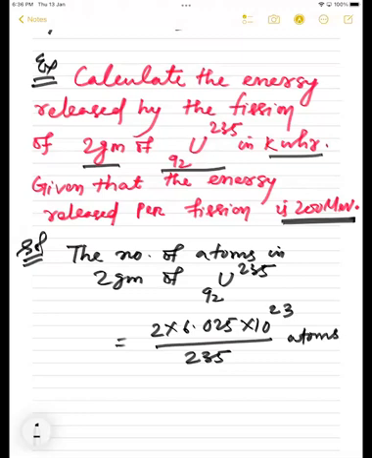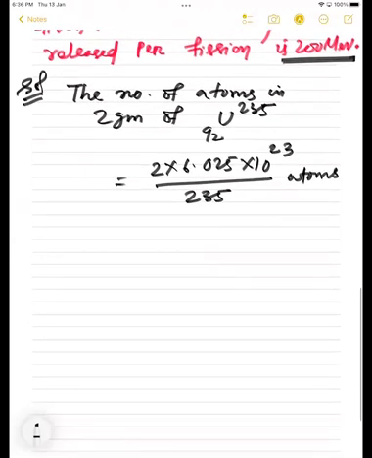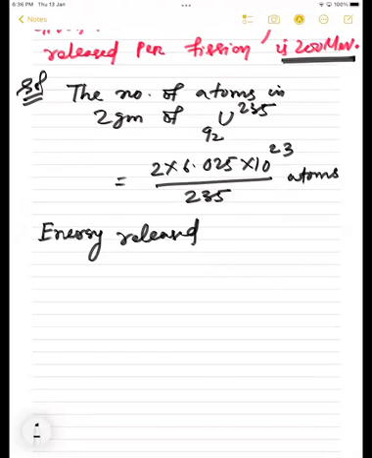Correct? So the energy released per fission is equal to 200 MeV. So that is equal to how much?